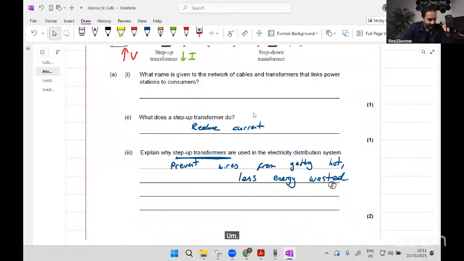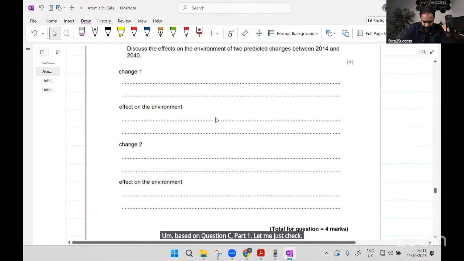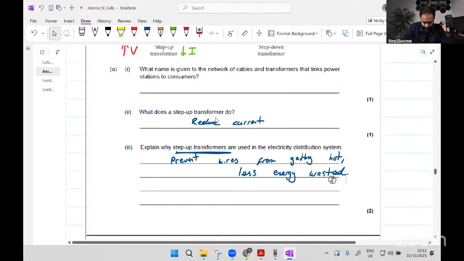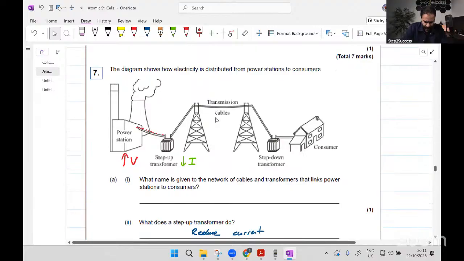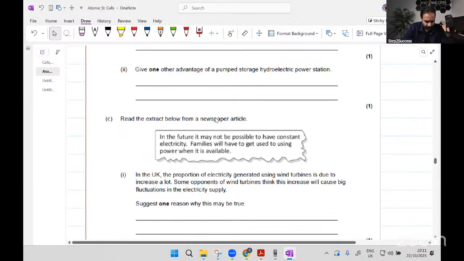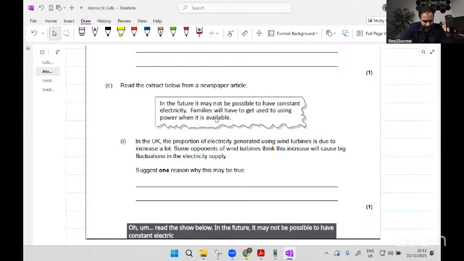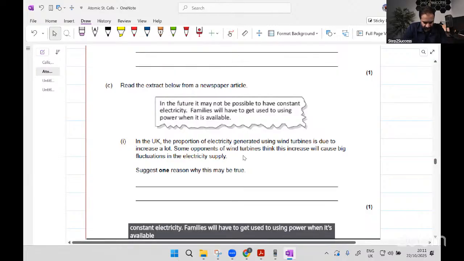Page 10, question C, part 1. Let me just check. Read the extract below. In the future, it may not be possible to have constant electricity. Families have to get used to using power when it's available. In the UK, the proportion of energy from wind turbines is due to increase a lot. Some opponents of wind turbines say it will cause big fluctuations. Give one reason why this may be true.